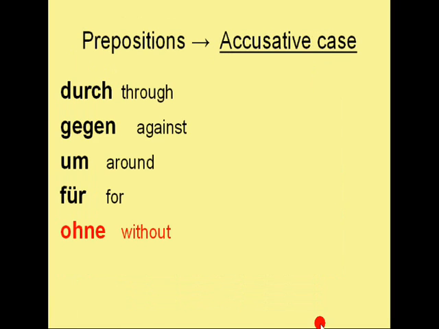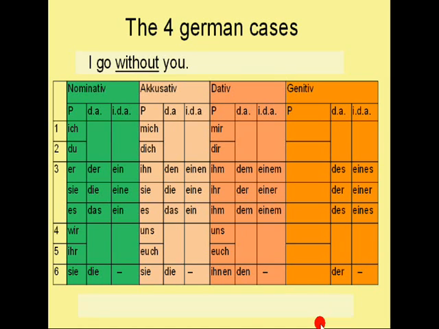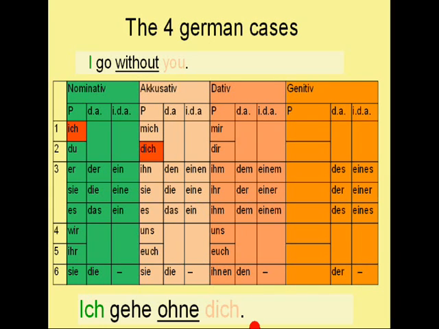Another one for ohne, which means without. I go without you. Which one is the subject? I, which translates to ich. The sentence starts therefore with Ich gehe ohne. And ohne is followed by an accusative, and you is the second person singular. Therefore the sentence reads like this: Ich gehe ohne dich.